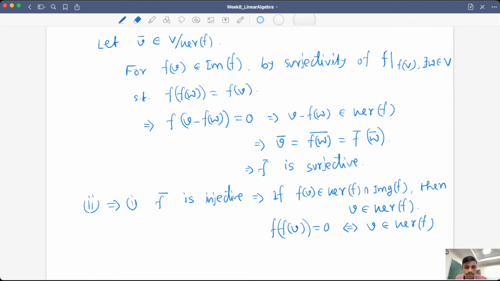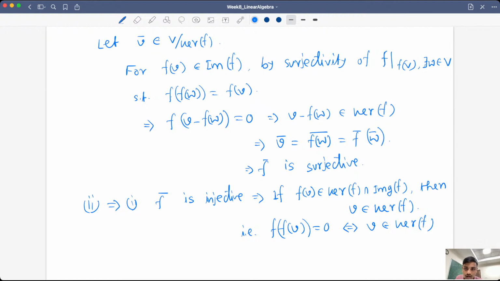This is the case, right? So f(b) belongs to the image of f. That means f(b) equals some f(w), and this also belongs to the kernel of f. That means if I take f(v), that is 0, right?